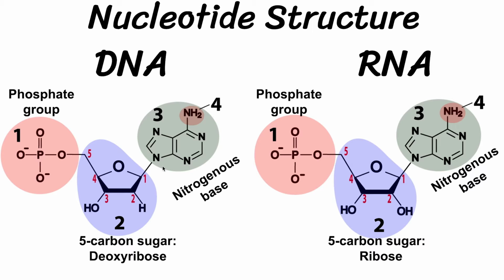So to talk more about the structure, note that the number 1 carbon is what's linked to the nitrogenous base. The number 5 carbon is what's linked to the phosphate group. And notice this difference over here. The number 2 carbon in deoxyribose is linked to a hydrogen atom. The number 2 carbon in ribose in RNA is linked to a hydroxyl group with an oxygen.